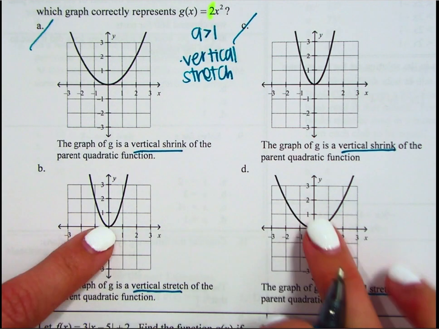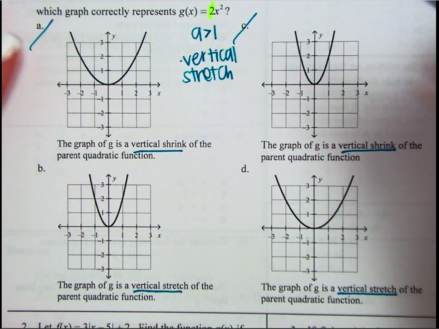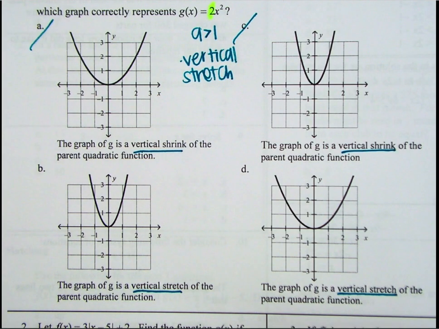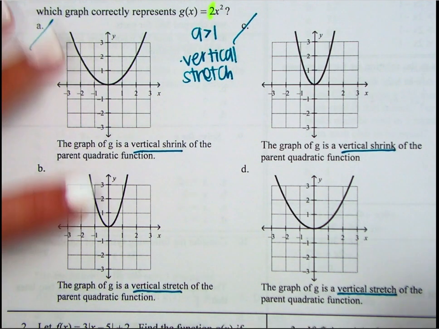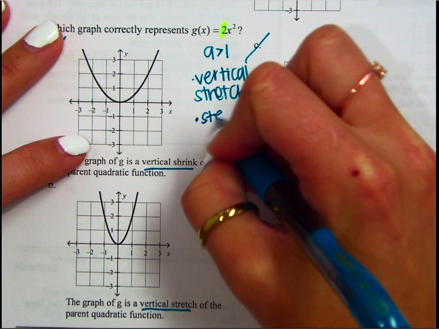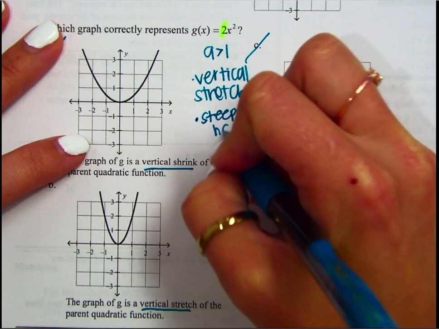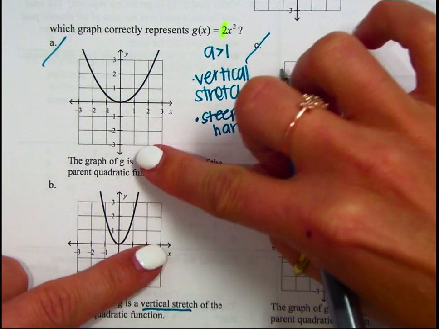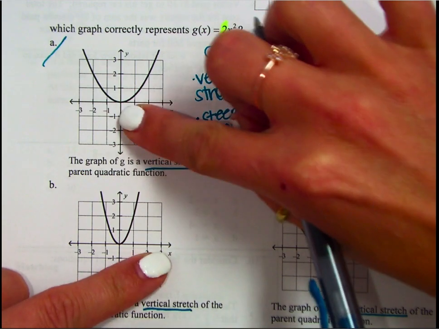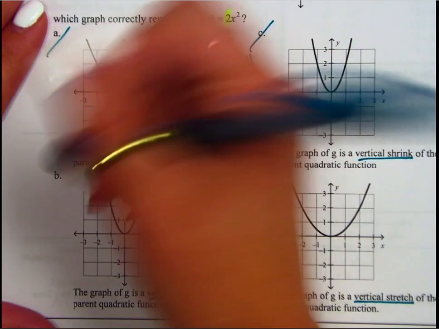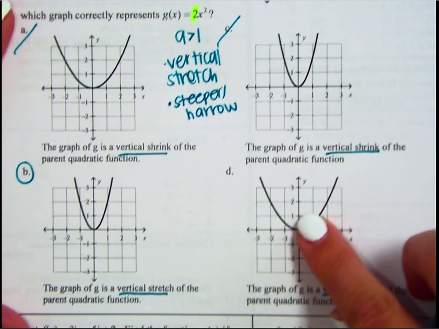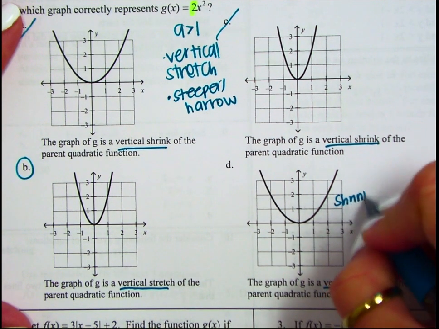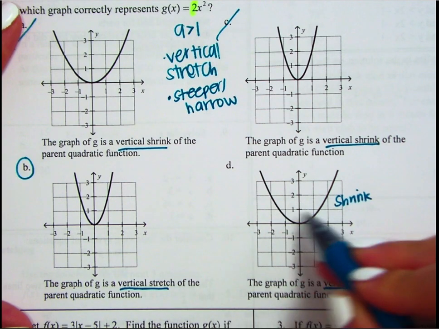But in terms of the graph, what we want to understand is that this number greater than 1, vertical stretch, means it's going to make your graph steeper or more narrow. So you can picture taking the graph and then stretching it vertically, okay? So that's going to be our answer B. This graph right here is actually a graph of a vertical shrink. So we wouldn't pick D.